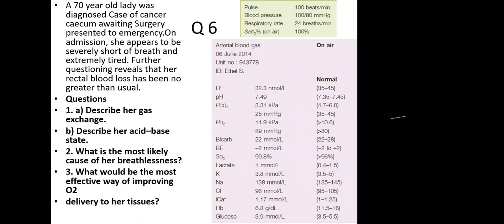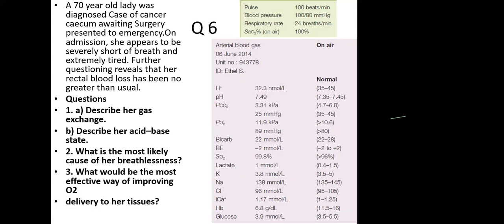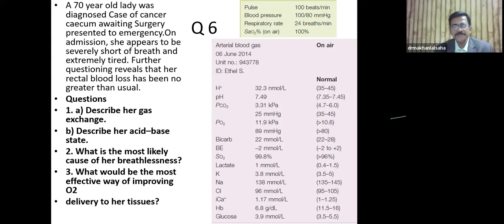Thank you, sir. Okay. Sir, I have one question. Sir, here it is written to describe her acid-base state. So, we will write that primarily it's a respiratory alkalosis. Do we have to write whether it is compensated or not compensated? That is something that I was going to come to. It is compensated? Yes, sir. It is compensated, actually. 7.49 is the pH.